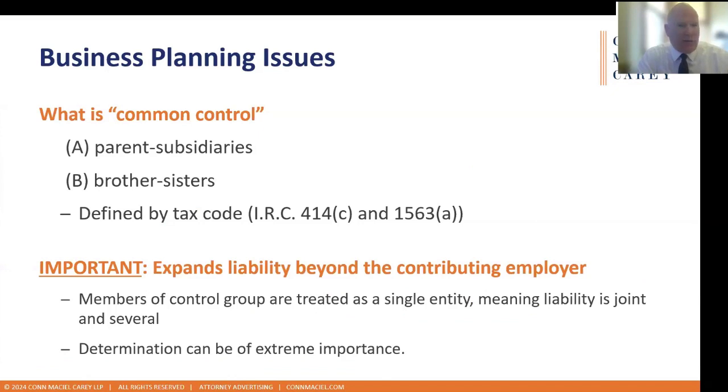Common control can be determined through parent subsidiaries, which are generally pretty straightforward, where one company owns another company, usually 100% of a subsidiary. Another idea is brother or sister companies. That's usually 5 or fewer individuals that have an 80% common ownership interest and a 50% identical ownership interest. Again, if you want to get into the weeds on that, please speak with your counsel about it. But just know, where you have a small group of people that are in control jointly of several entities, that can result in common control.